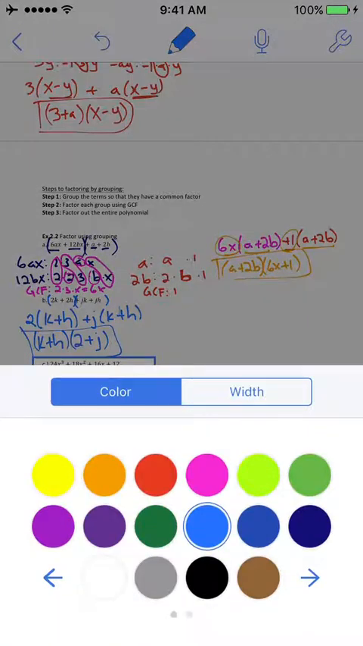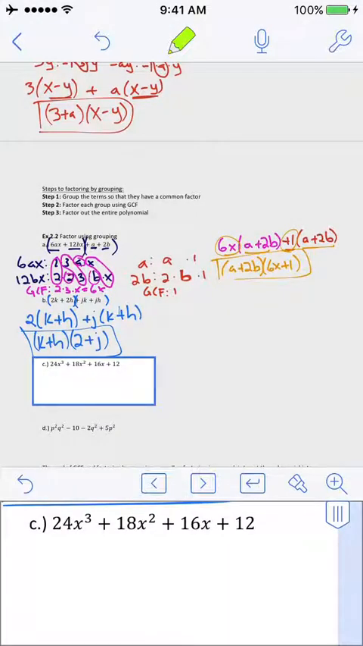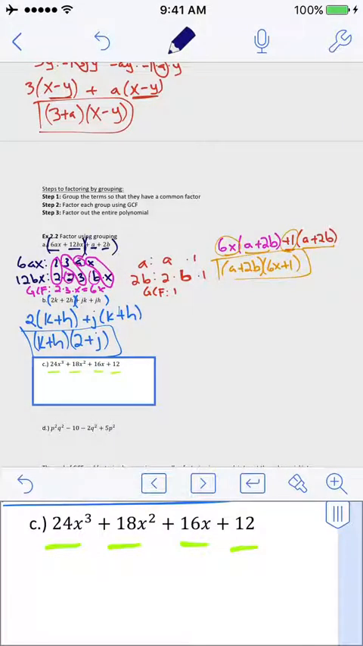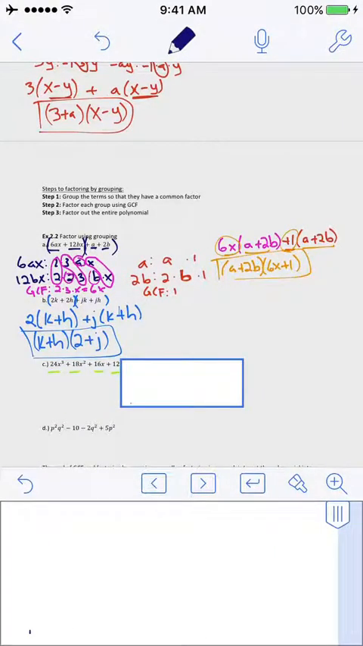Let's talk about this next one though. 24x cubed plus 18x squared plus 16x plus 12. That is pretty standard. It's what we've been looking at. So let's take a look at it a little more closely. Do they have a GCF in common? Well, I might be tempted to just start grouping, right? Because it's 4 terms, and I can see the first 2 have something in common, which is great, but they actually have something in common across the board. They're all even, right? So I can take out a 2.